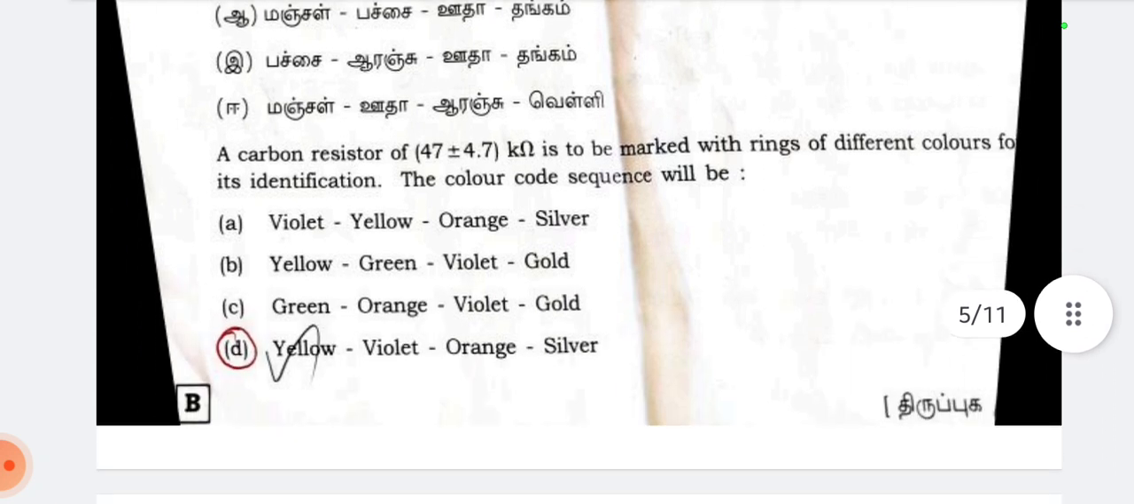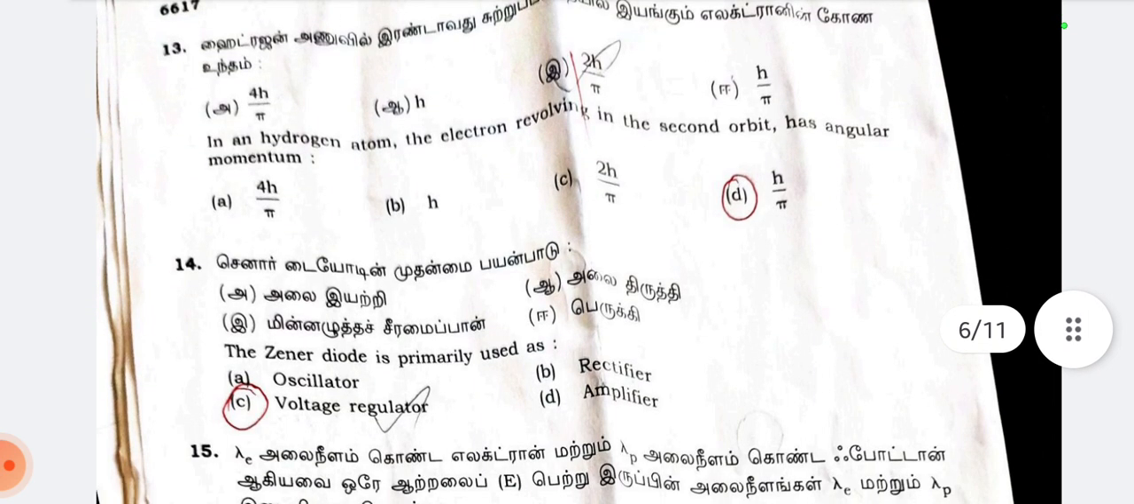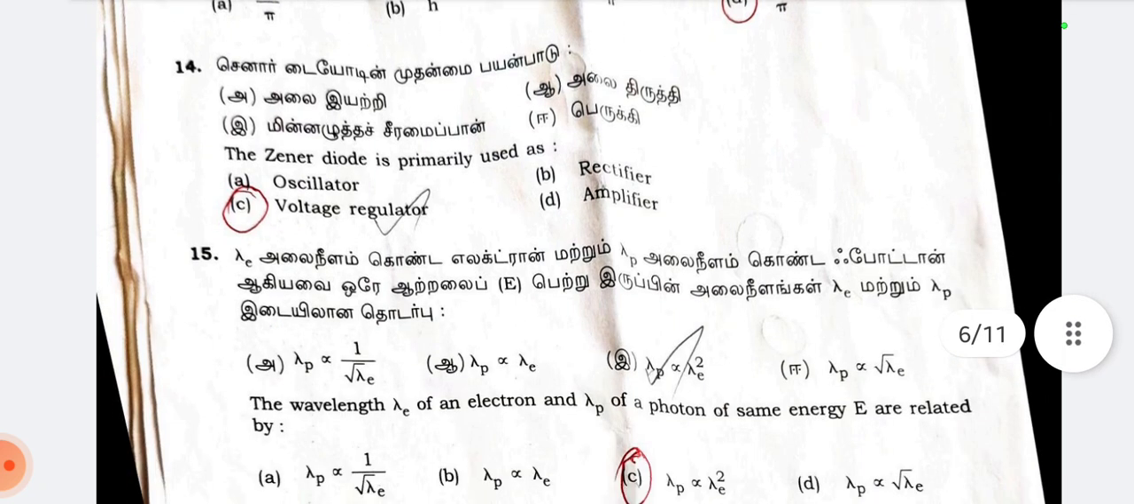Question number 12, a carbon resistor of 47 plus or minus 4.7 kilo ohm is to be marked with rings of different colors for identification. The color code sequence will be option D, yellow, violet, orange, silver. Question number 13, in a hydrogen atom, the electron revolving in the second orbit has angular momentum option D, h by pi. Question number 14, the zener diode is primarily used as option C, voltage regulator.